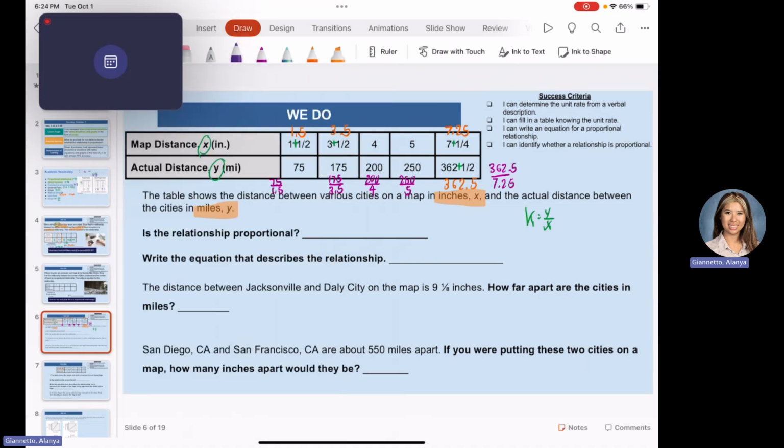So if we divide 75 divided by 1.5, we're going to get 50. And then if we divide 175 divided by 3.5, we're going to get 50. If we divide 200 divided by 4, we're going to get 50. If we divide 250 divided by 5, we're going to get 50. And lastly, if we divide 362.5 divided by 7.25, we're going to get 50. So because there is a constant of proportionality and because all these numbers are the same, our answer is yes, the relationship is proportional.